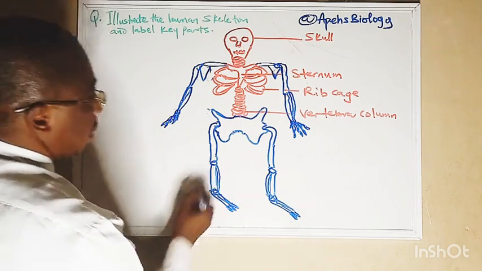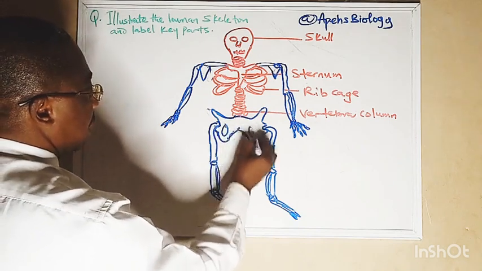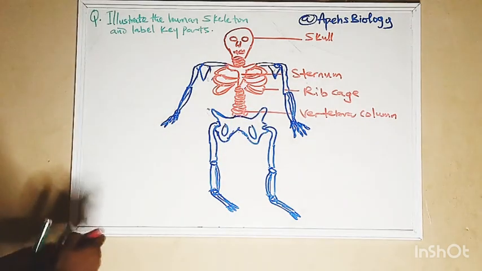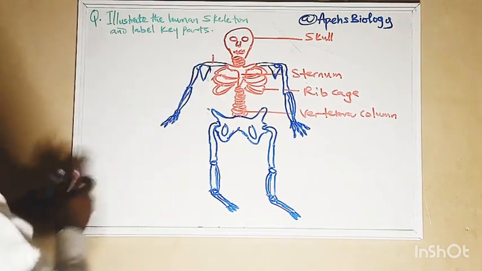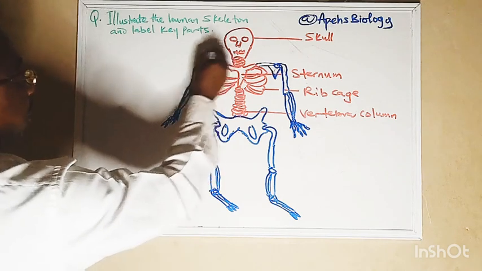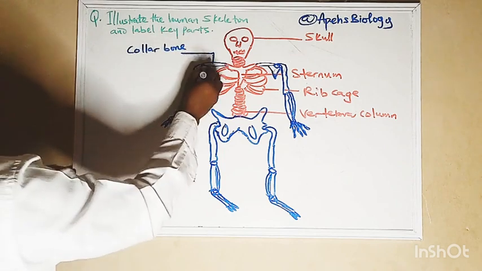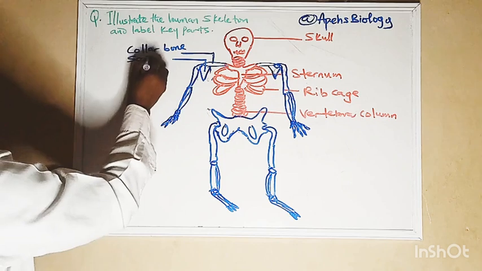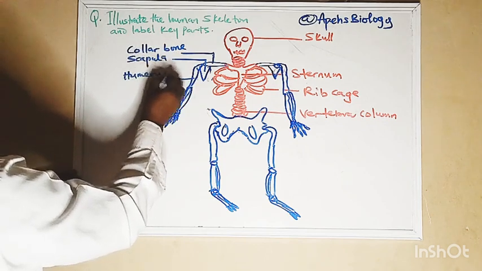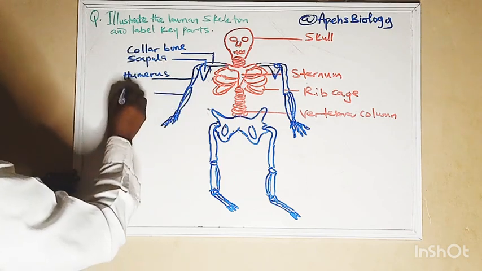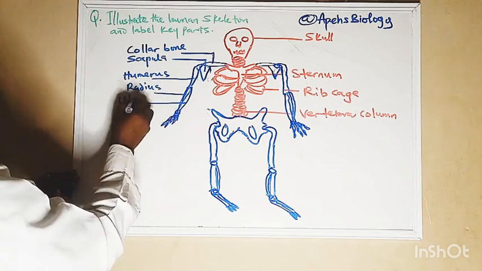Very simple. And then we have this one goes like that. We have a cavity here like that. We have a very funny skeleton. We now label this side. We call it with blue. This is our collarbone. This is the scapula. This is the humerus. The thinner one is the radius. The one that is thicker at the back is called the ulna.